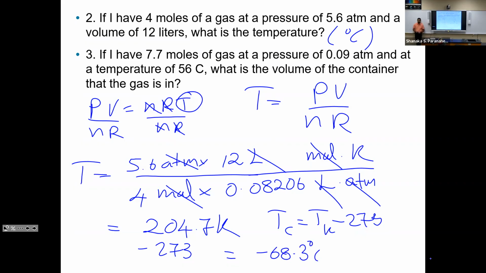Any question? Okay, now we can work on the next question. I have 7.7 moles of a gas at a pressure of 0.09 atm and at a temperature of 56 Celsius. What is the volume of the container that the gas is in? So volume is going to be in liters.